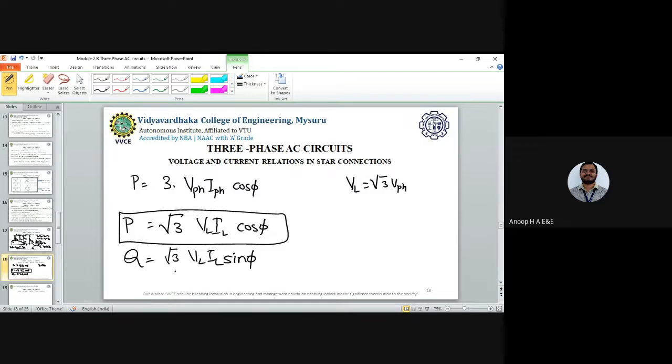Sin phi. You just have to replace it with sin phi. Next, apparent power would be equal to root 3 into VL into IL. So that is the value of the apparent power there.